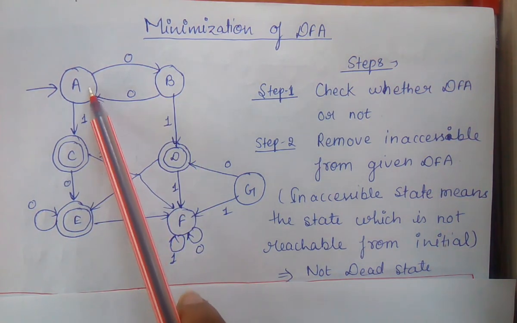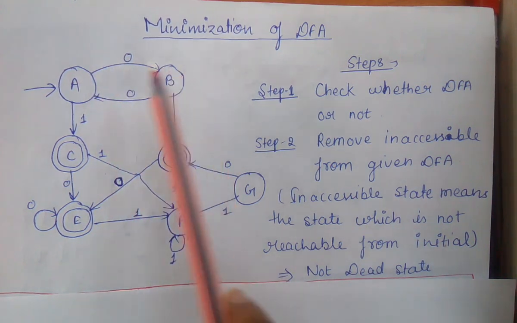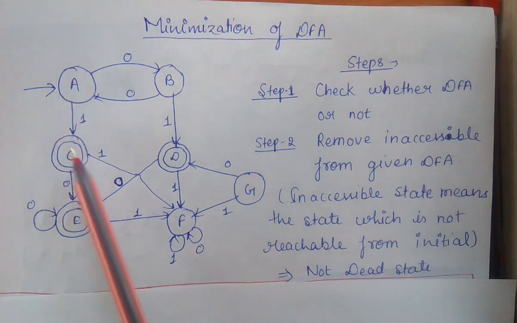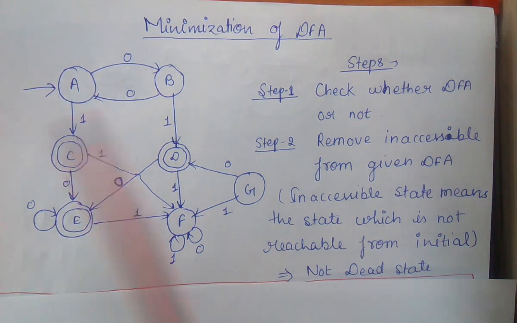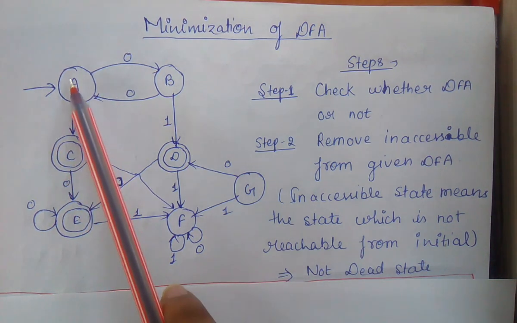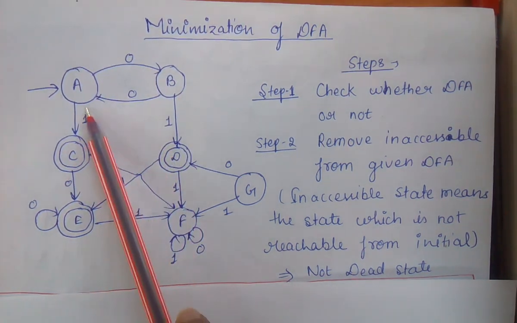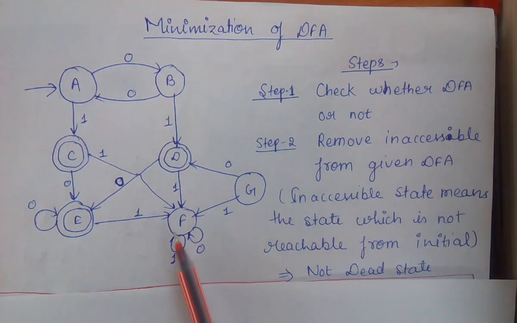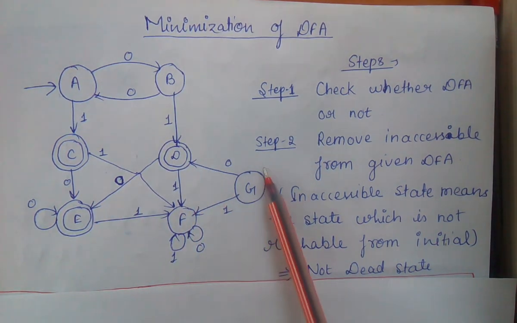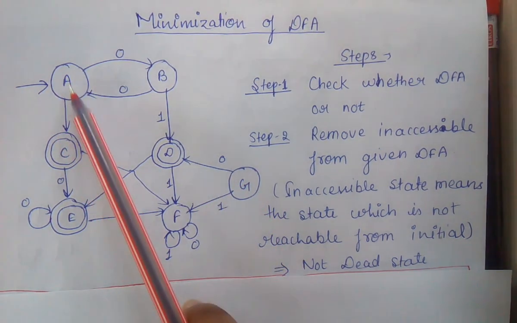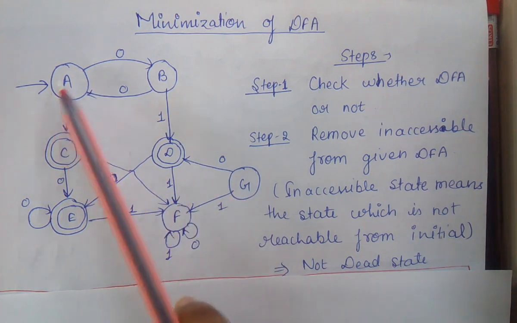Yes, we can go from A to B via this transition. Now, is C reachable from A? Yes, we can surely go from A to C via this transition. Similarly we check for A to D. Yes, we can go. A to E, yes, we can go. A to F, yes, we can go. But if we talk about G, can we reach this state from the initial state?